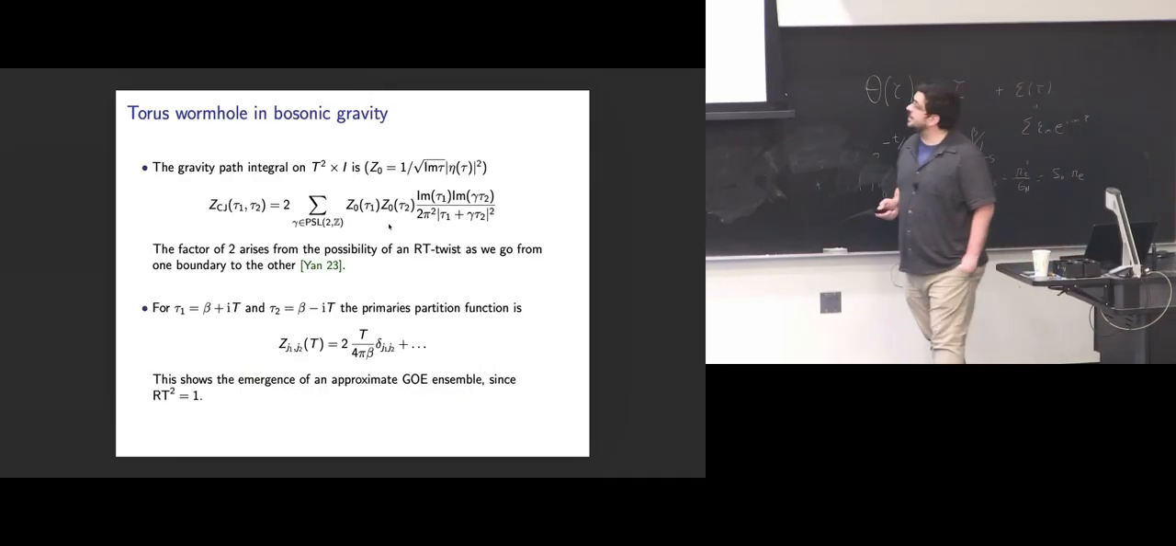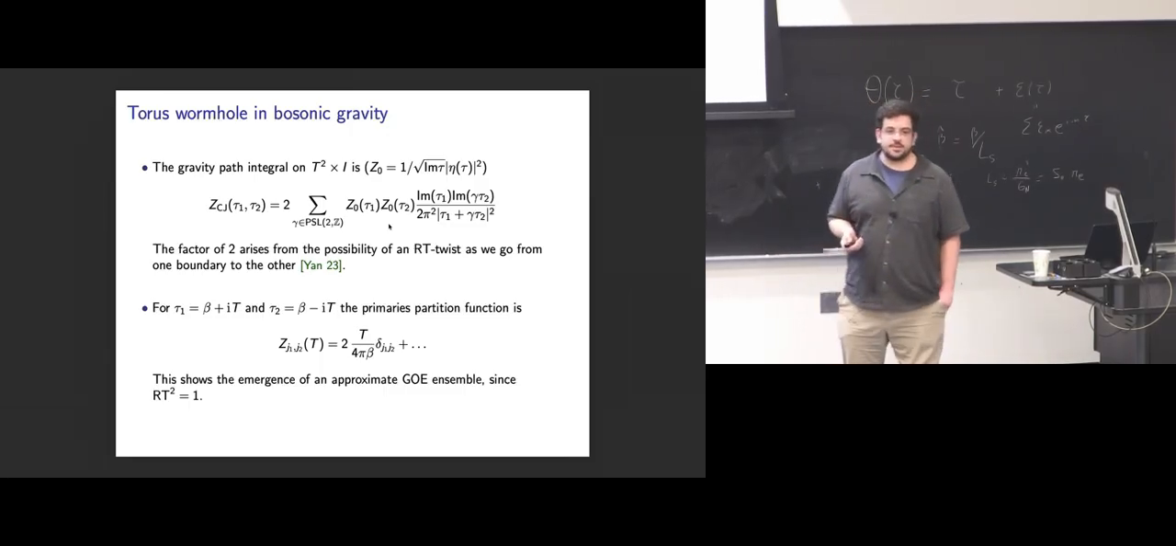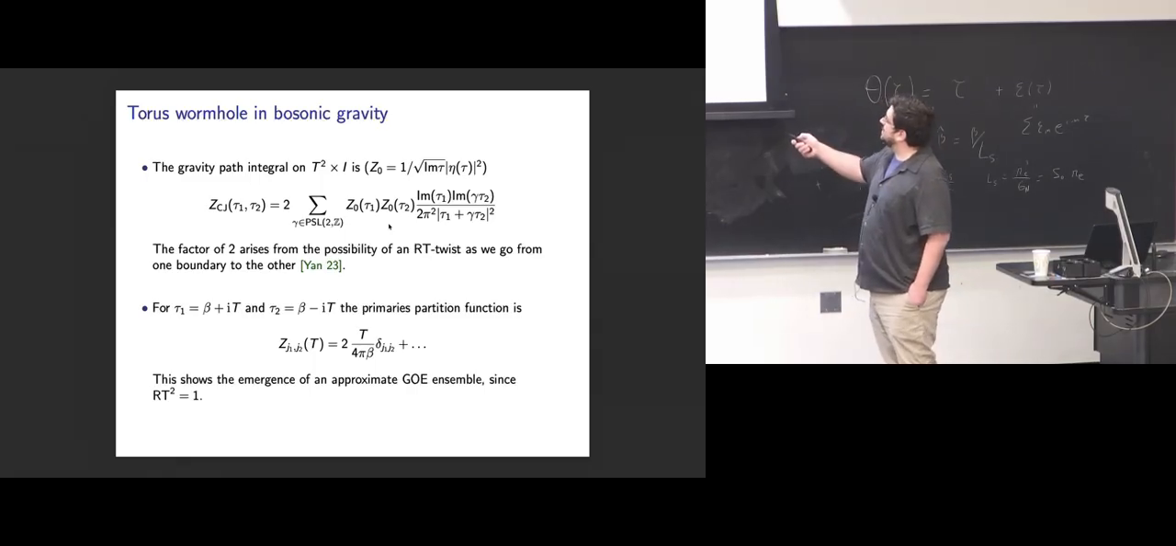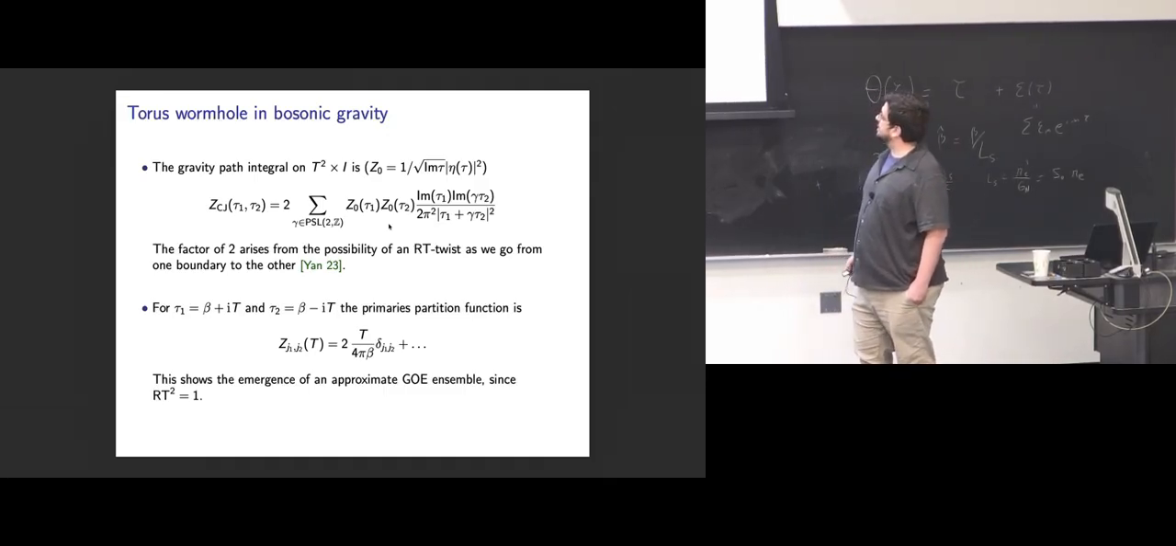Okay, so let me briefly review the bosonic answer. The gravitational path integral on this torus times an interval is given by this. It has a few pieces. This is the path integral on a single T2 cross an interval. This is the analog of the vacuum blocks in the solid torus. Then we have a sum over relative modular images. This is the relative modular image between one boundary and the other. Notice that here it is the full modular group that appears. It's not modded by an action by T or anything.